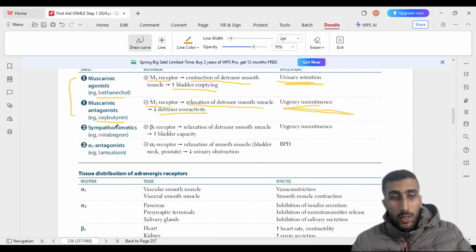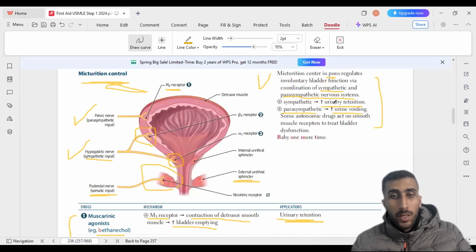So if we give sympathomimetics, for example mirabegron, remember the sympathetic nervous system will make you increase urinary retention.